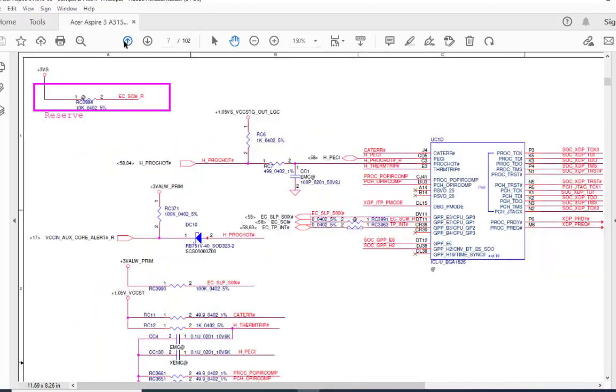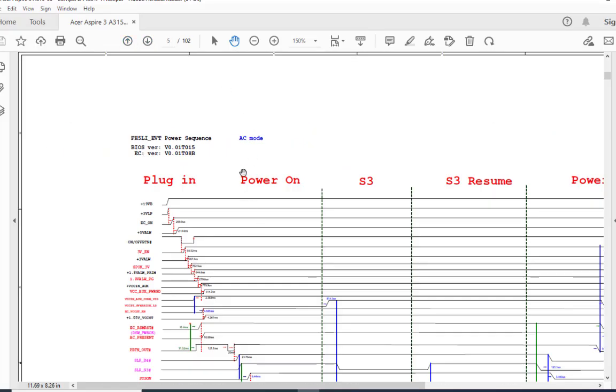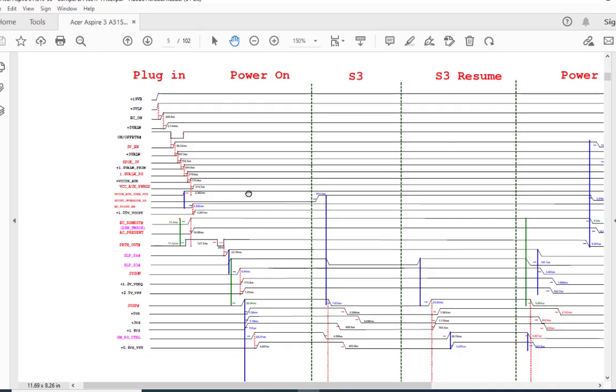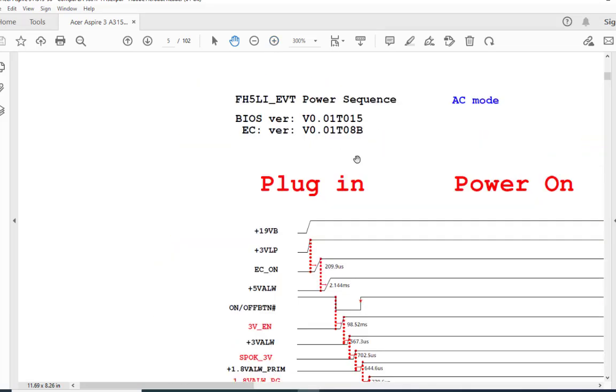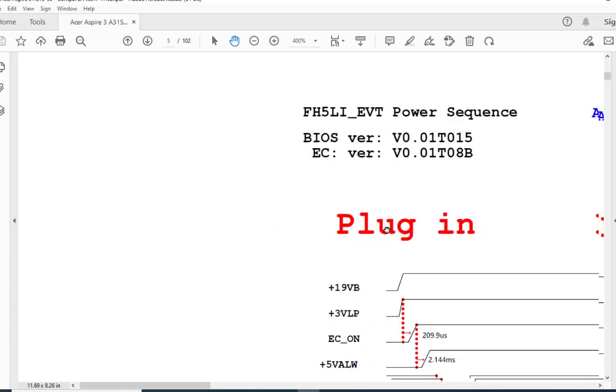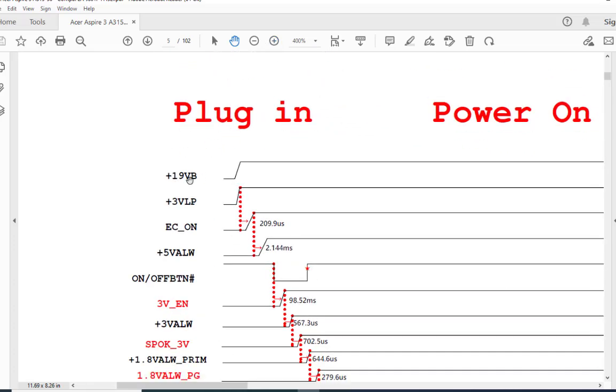Now this is called the ladder. This is very important when you are going to repair any laptop. If there is such a type of ladder, then you simply have to follow this ladder. This is the power state when you plug in, and then the different voltages are generated. Let me explain this. So this is 19 volt.